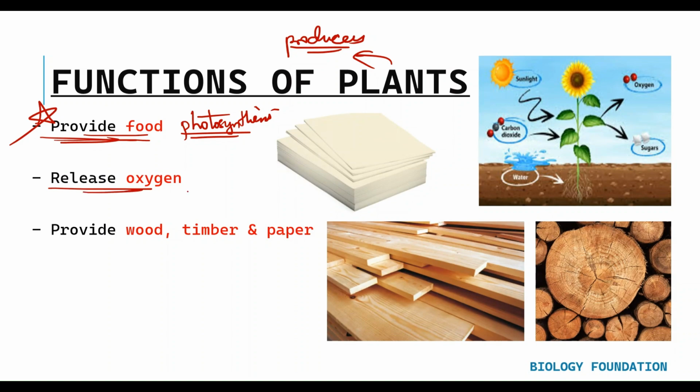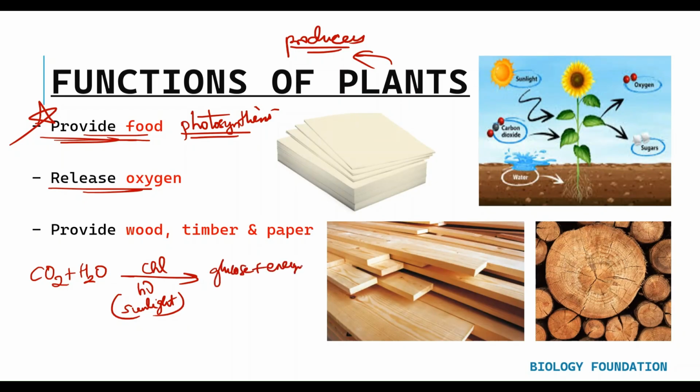Second, they release oxygen. Yes, if you remember, I told you during this process of photosynthesis, what do plants do? They take in carbon dioxide using stomata, absorb the water, and using their chlorophyll pigment and sunlight, what happens? Glucose is formed, energy is released, and oxygen is produced. This excess glucose gets converted into starch. If you remember, we even discussed an experiment to prove that starch is present inside green portions of leaves.